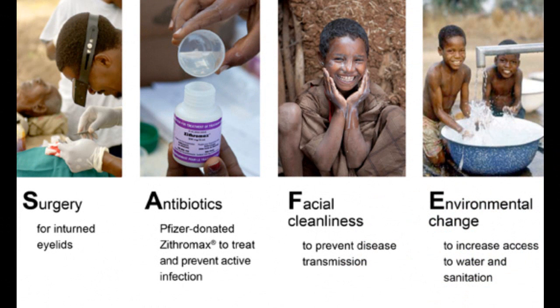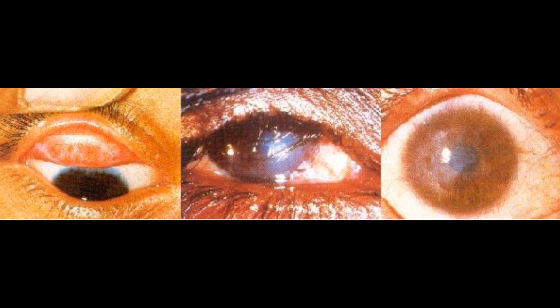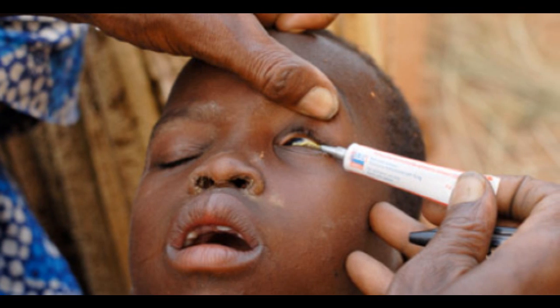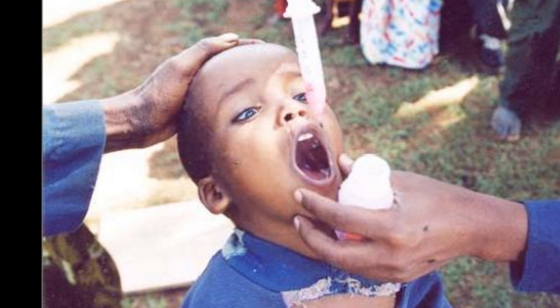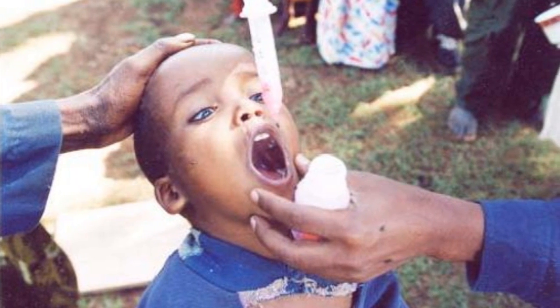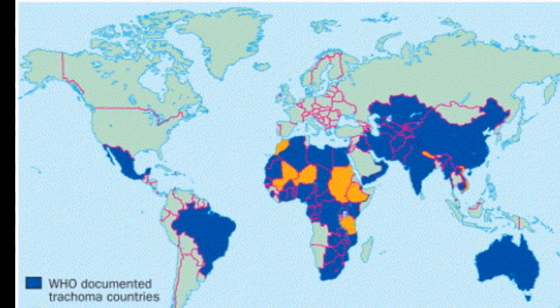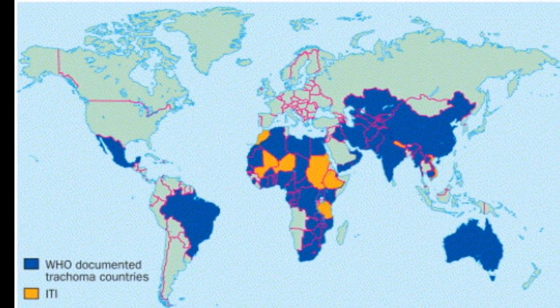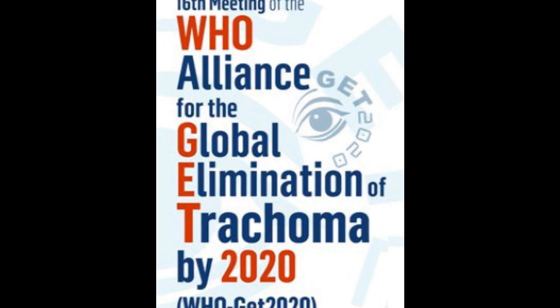as the SAFE strategy. S stands for surgery to correct the advanced blinding stage of the disease. A stands for antibiotics used to treat active infection. F refers to facial cleanliness. And E refers to environmental improvements in the areas of water and sanitation to reduce disease transmission. It has been said by the World Health Organization that global elimination of trachoma as a disease of public health importance has been targeted by WHO for 2020.